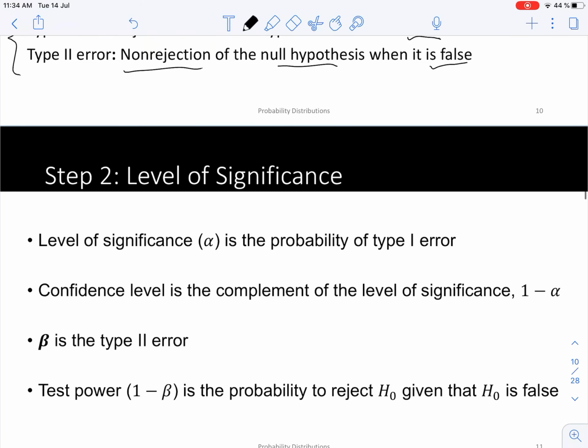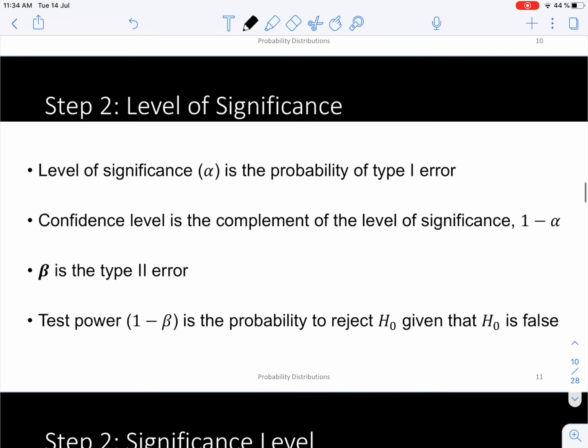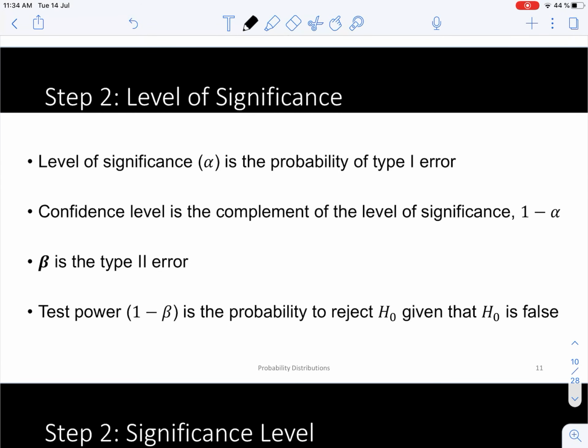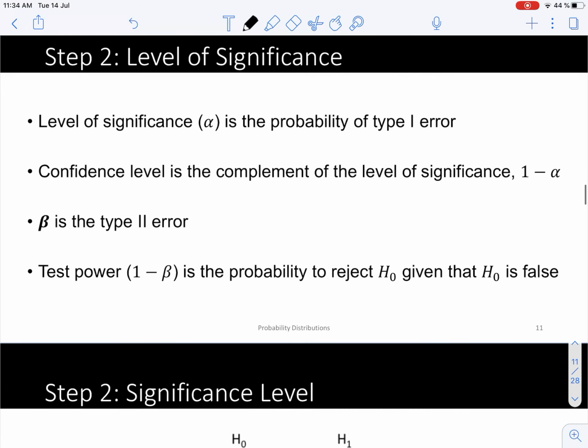It can be visualized in a nice plot, which we are gonna cover in one of the problems at the end of the unit. This won't be included in this video. So some key elements: alpha is the level of significance, or it's also known as the type 1 error. We will see why later in the next plot.